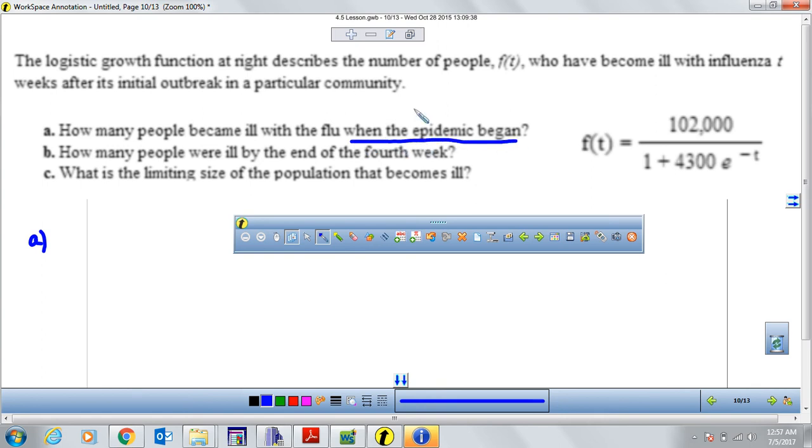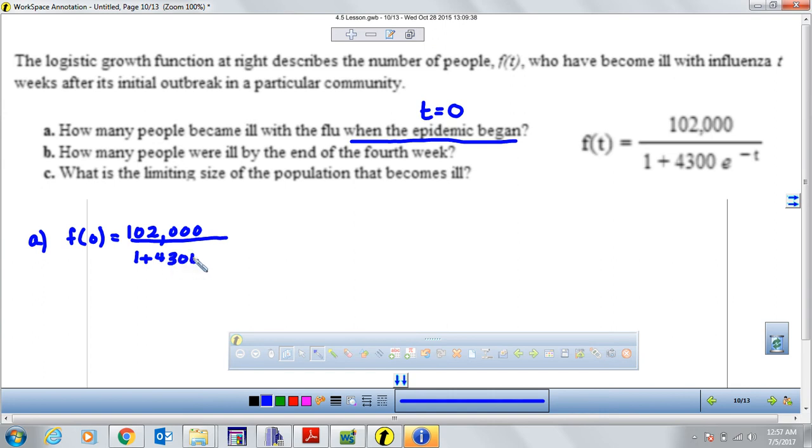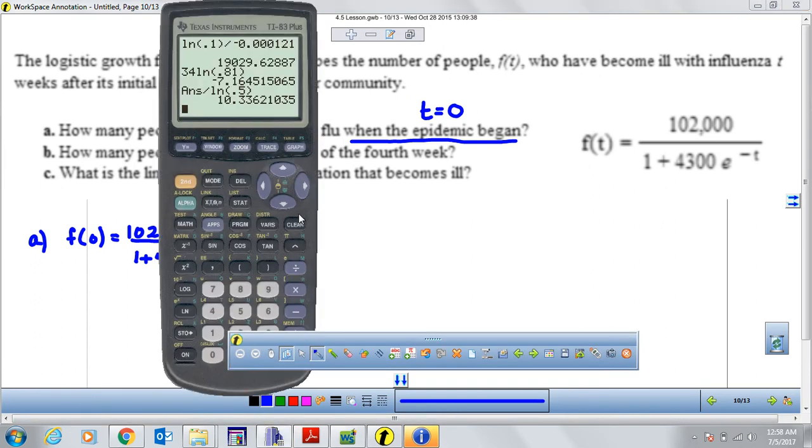So when the epidemic began, it will be when the t is equal to 0. So initial, it is talking about the initial amount again. So when it's talking about the initial amount or beginning, that means when t is equal to 0. So in order for me to find that, I need to replace the t with the 0 and find the value. So 102,000 divided by 1 plus 4,300 times e raised to the negative t, which in this case the t is a 0. And we need to put that in the calculator to find the value.